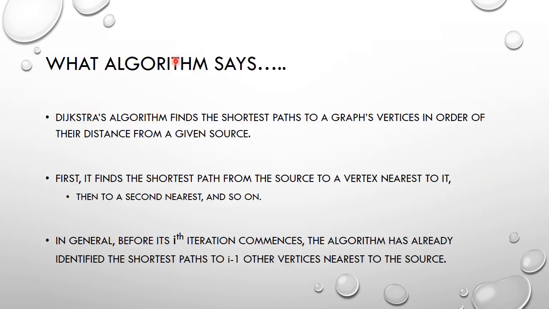So, what is happening in the algorithm? Dijkstra's algorithm finds the shortest path to a graph's vertices in order of their distance from a given source. That means first you are finding the shortest path from the source to the vertex nearest to it, then to a second nearest, and so on. So in general, before its ith iteration commences, you have already found shortest paths to i minus 1 other vertices nearest to the source.